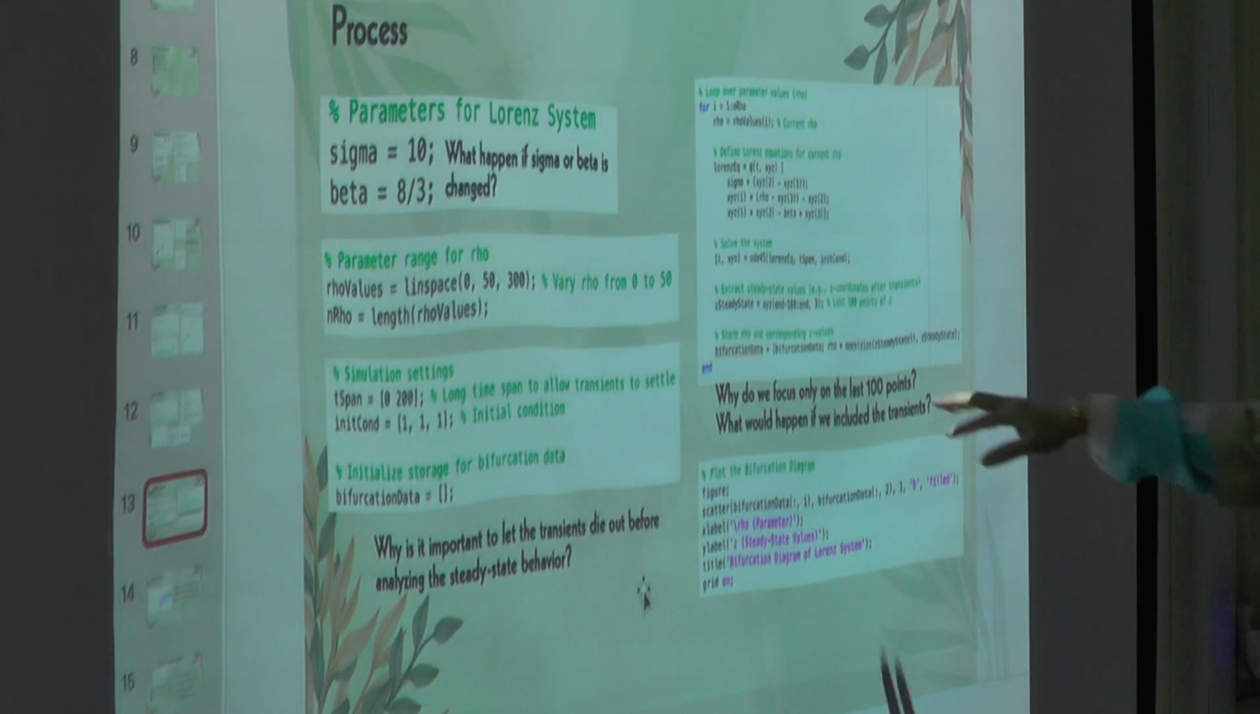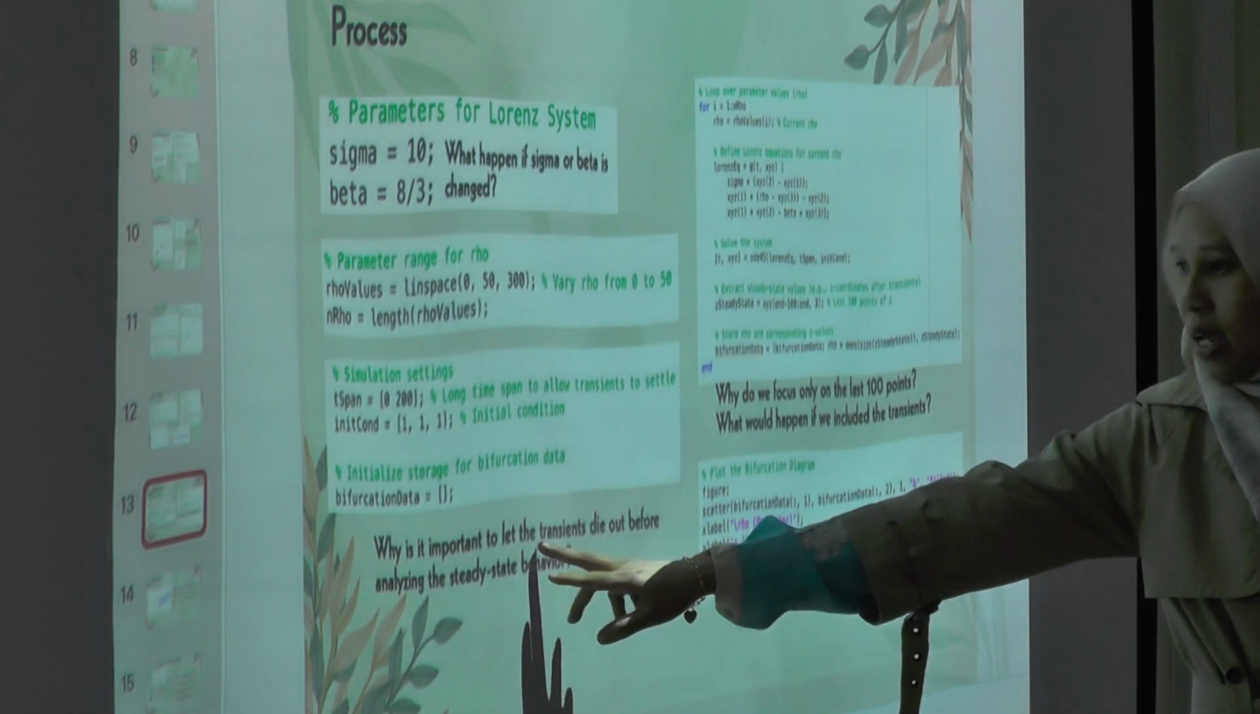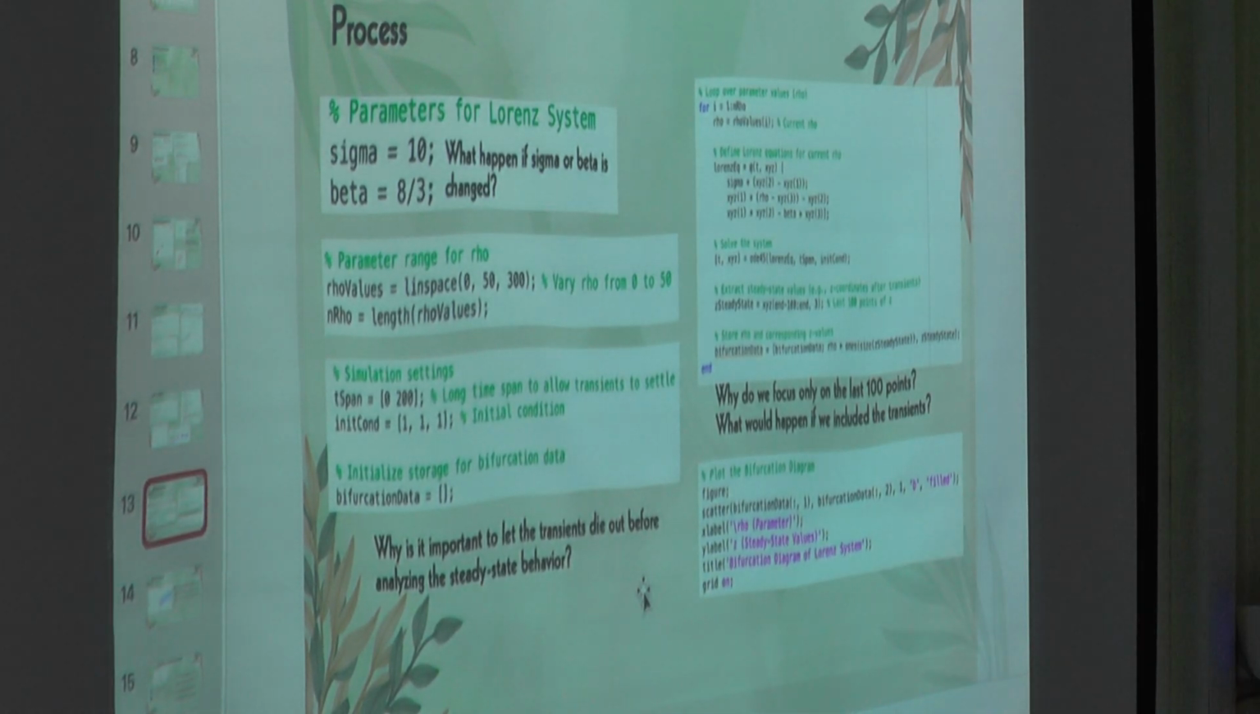Here we actually remove. Wait, I did not remove. My question is why is it important to let the transient die out before analyzing the steady state behavior? Okay, this part is where, no, I didn't see. I didn't see it for Lorenz. I didn't do this.